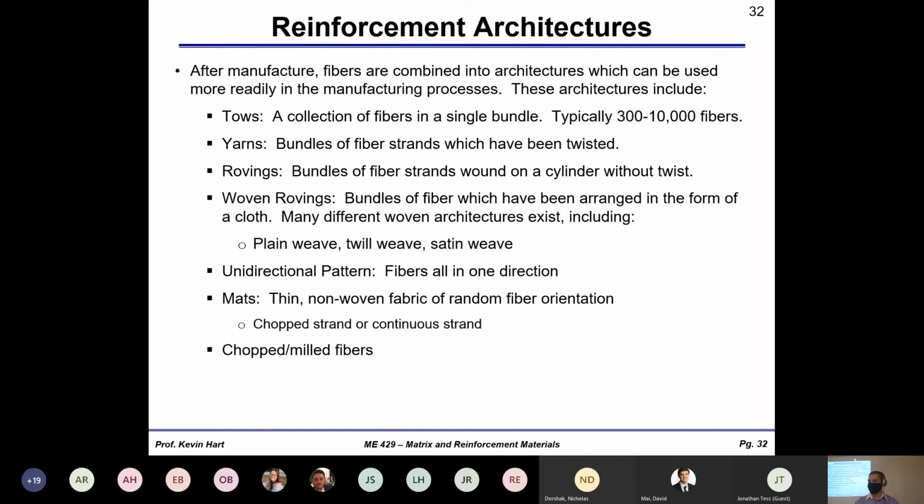So some of the architectures include tows, not T-O-E-S like what's on your foot, but T-O-W-S. If you write a manufacturing document and you write T-O-E-S for your fibers, I'm going to just throw it in the garbage. T-O-W, it's a fiber tow, T-O-W like tow truck. It's a collection of fibers in a single bundle, usually between 300 and 10,000 fibers. So when you see fibers coming off a creel or fibers in some arrangement, it's usually in a tow structure. I'll see if I can find an example here of a fiber tow. I'm going to pluck one off of a woven carbon fiber here.